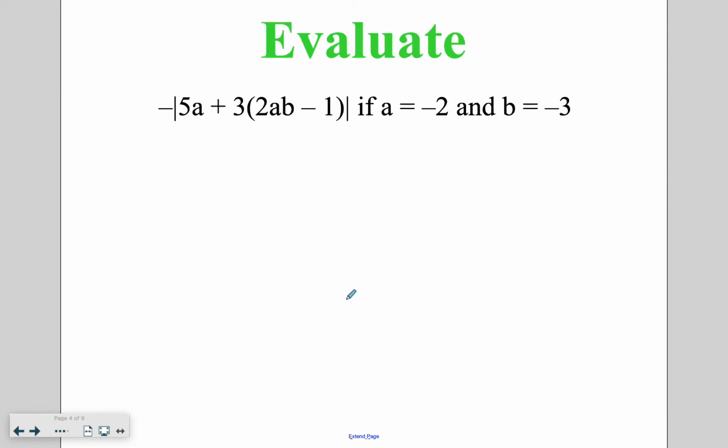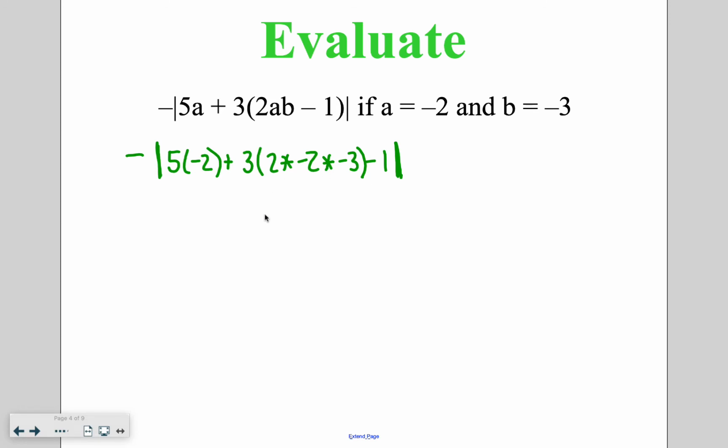So we're going to start with some evaluations. We still want to follow PEMDAS. Absolute value falls under the parentheses part, so we want to solve that first. As I'm plugging in here, I have negative absolute value of 5 times a, which is -2, plus 3 times 2 times -2 times -3 minus 1, and then our absolute value bars.